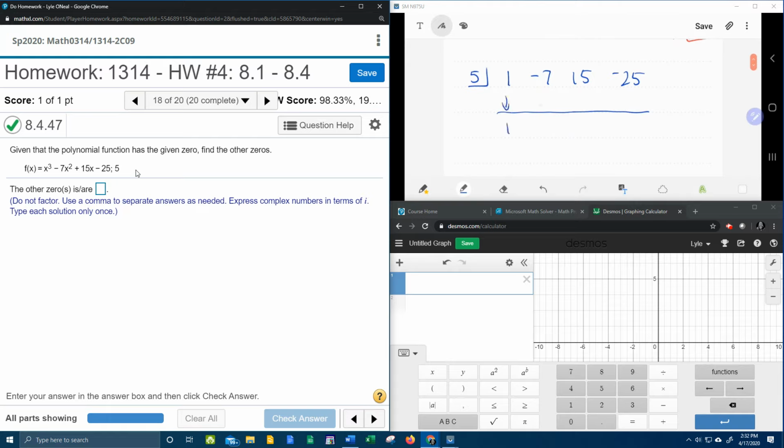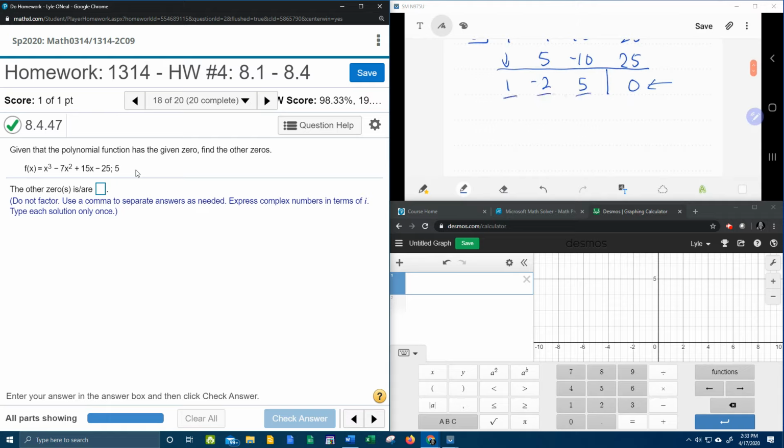1 drops. 1 times 5 is 5. Add them up and multiply. Add them up and multiply. Add them up. No surprise, we get a 0 remainder, because 5 was a 0, we know that that's going to be a 0 remainder. But here's the cool thing.